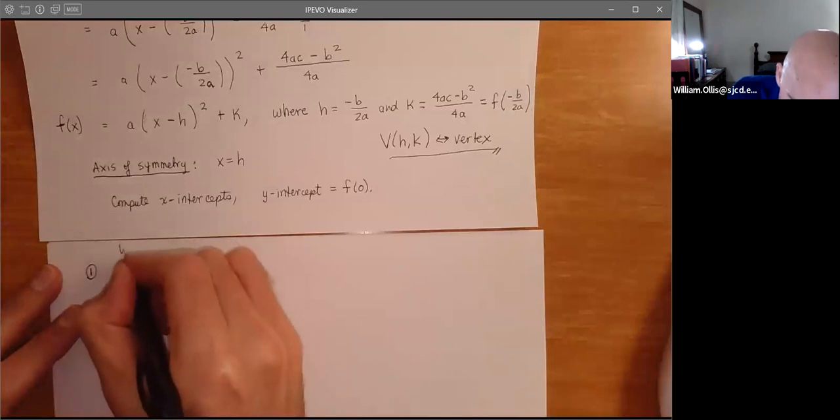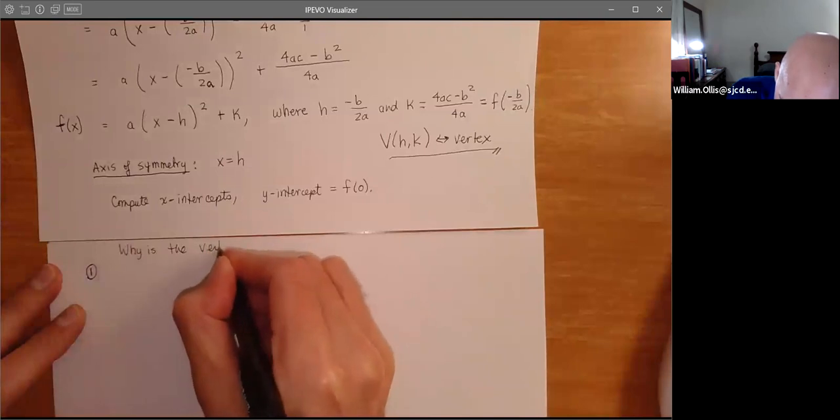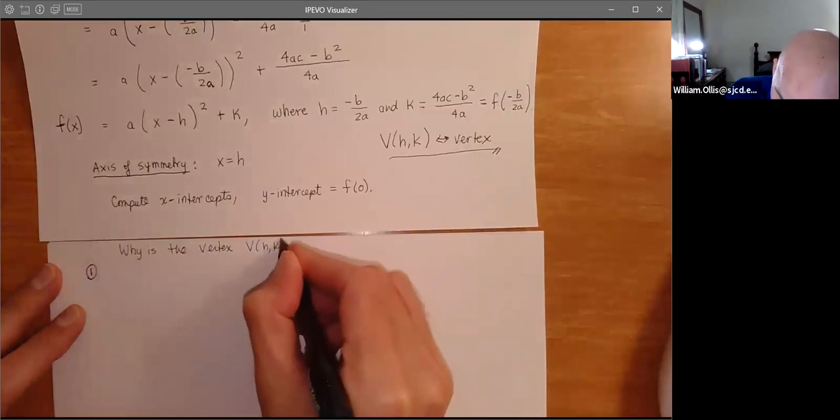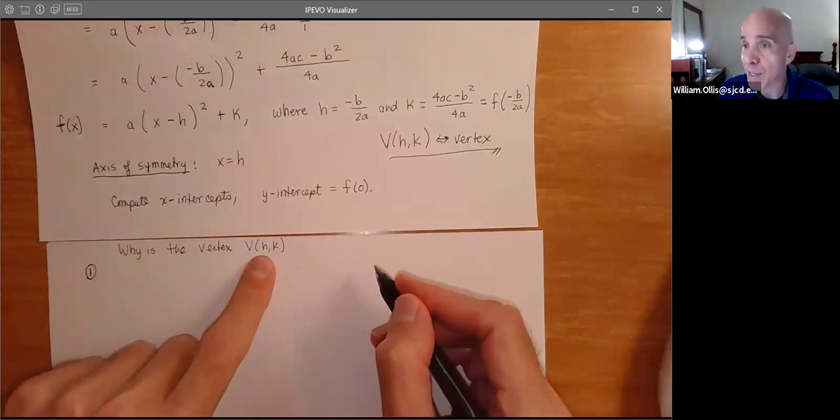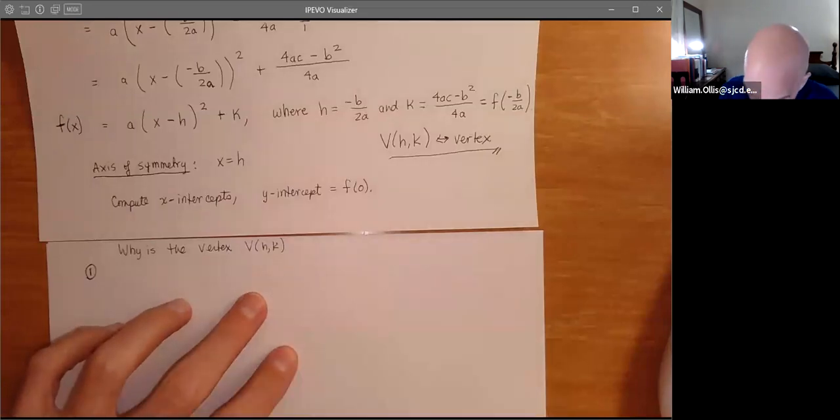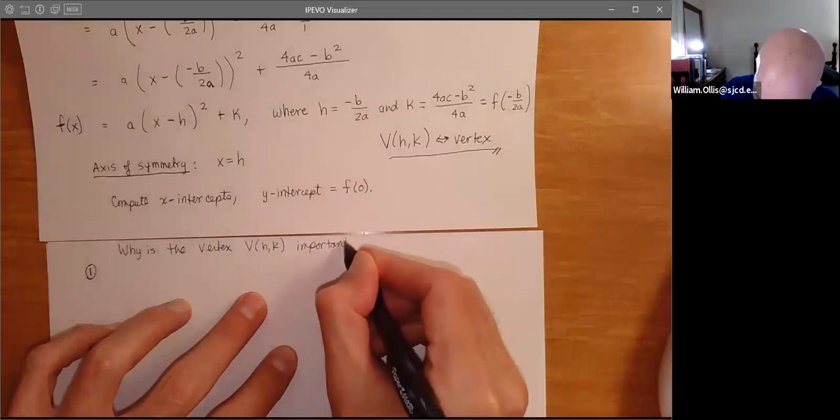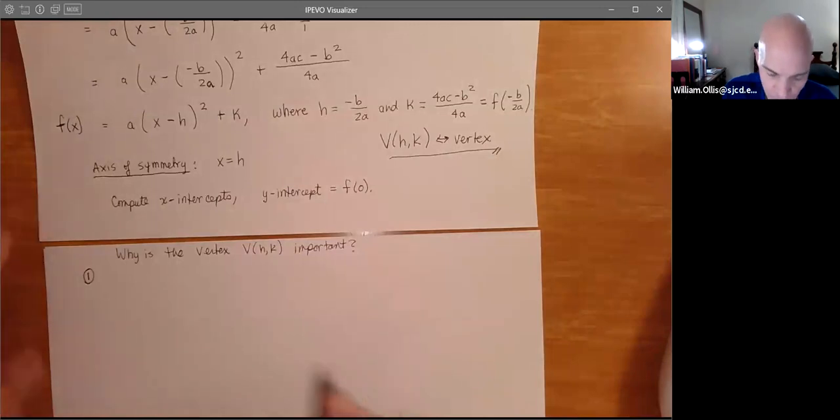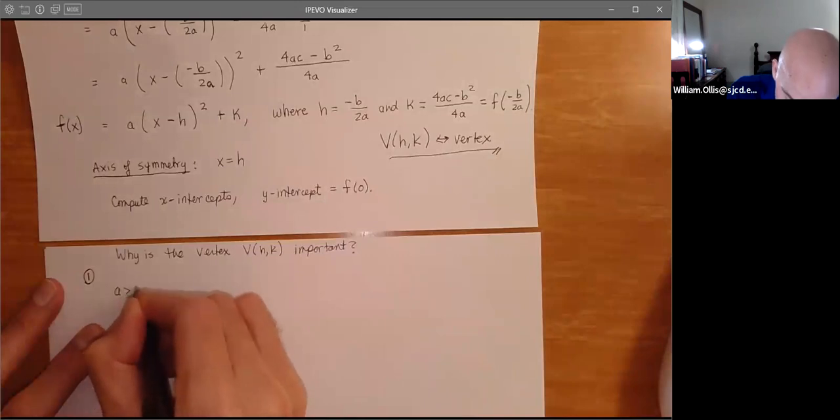I'll just say, why is the vertex V for vertex, h comma k. So a lot of times what we'll do is we'll label a point with a letter and then put the x and y coordinates. I know that seems a little bit much, but that's sometimes standard. Why is the vertex important? Well, here's what we can do. First, let's assume that a is greater than 0.